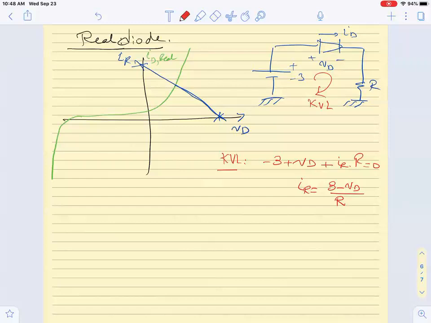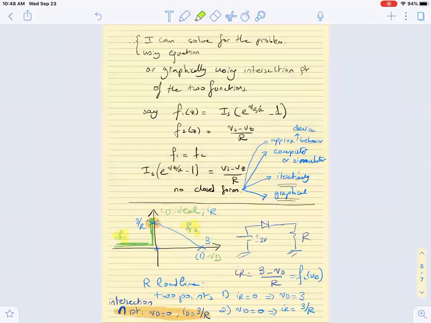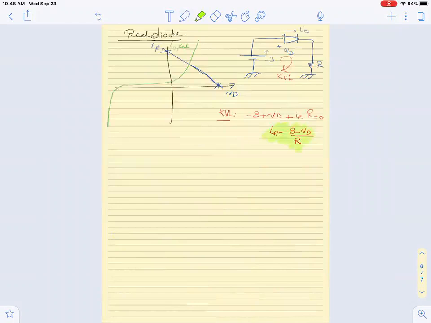Is my load line different from what it was before? That is, I thought your question was whether we change the R. No, this is what I mean. The load line did not change, independent of how non-linear the other device is, right? But what changed?